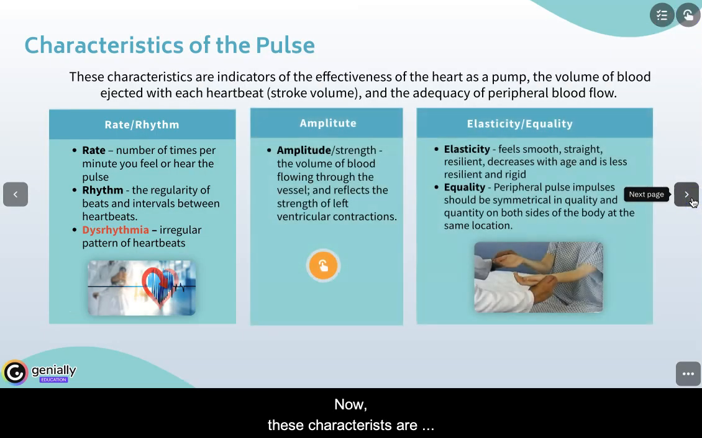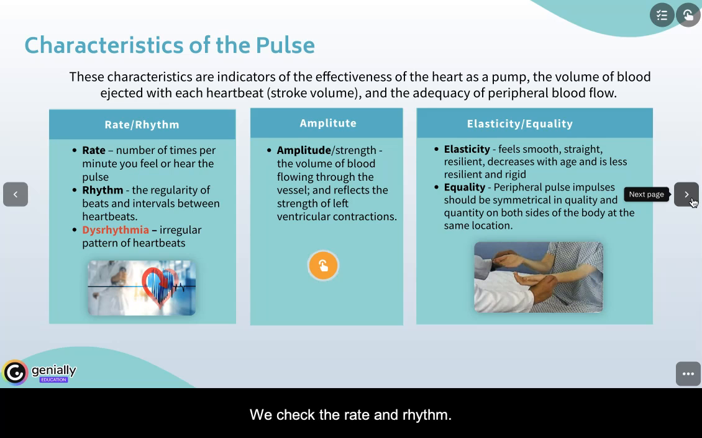Characteristics of the pulse. These characteristics are indicators of the effectiveness of how the heart is pumping, the volume of blood it's ejecting with each heartbeat, the cardiac output, and the adequacy of peripheral blood flow. All of this is being measured by checking the pulse, right? Remember, when you're recording assessments, you want to be able to quantify and measure properly so you can document objective data. So what characteristics of the pulse do we check?